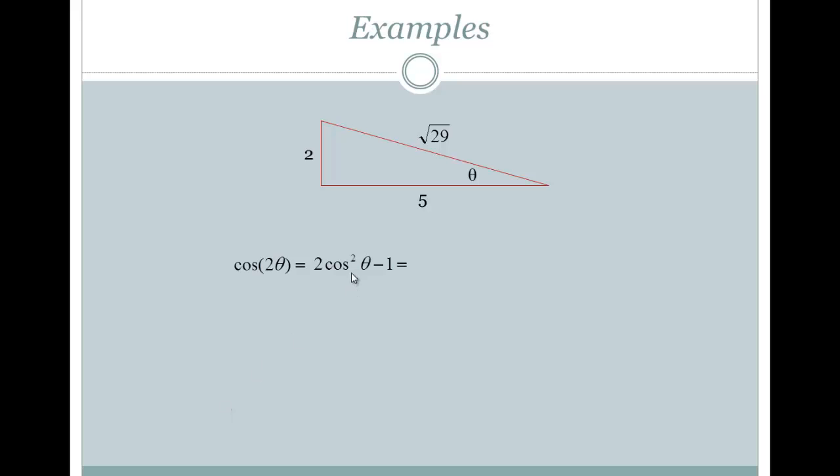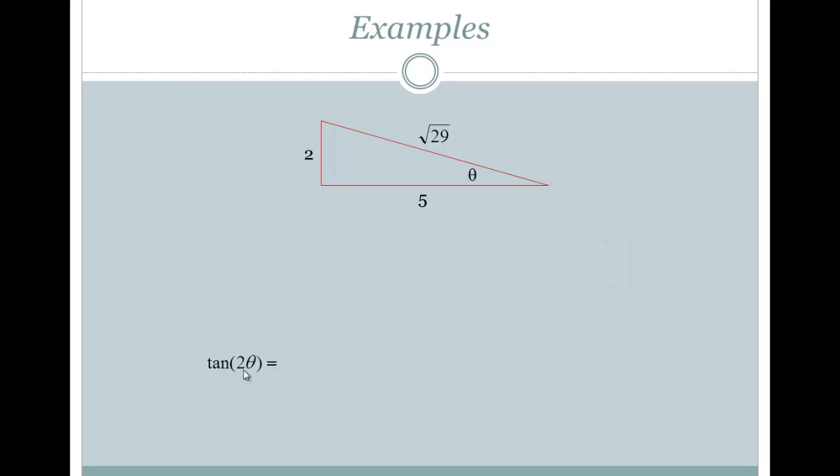Once I know that, I know what cosine of theta is. Cosine of theta is adjacent over hypotenuse, or 5 over square root of 29. And then I'm going to have to square that term. Okay, and then if I simplify that down, I'm simply going to get 50 over 29 minus 1. Okay, and then I can combine and get a common denominator of 29, and I'm simply going to get 21 over 29.